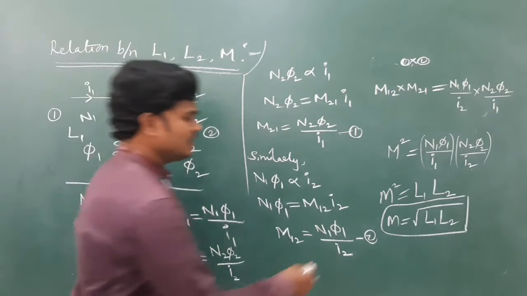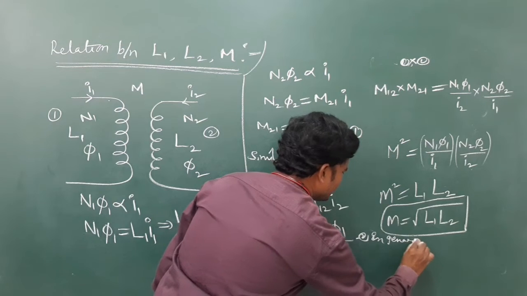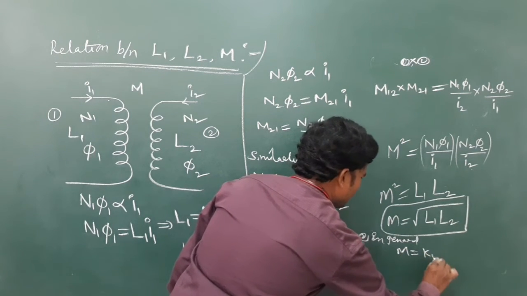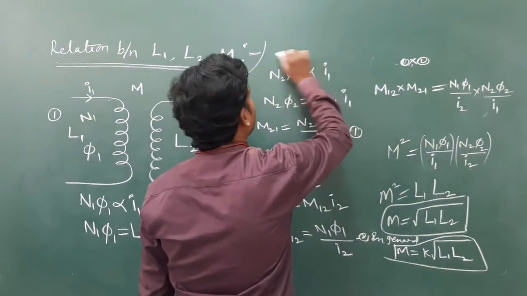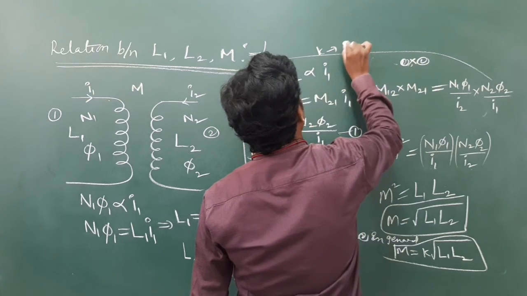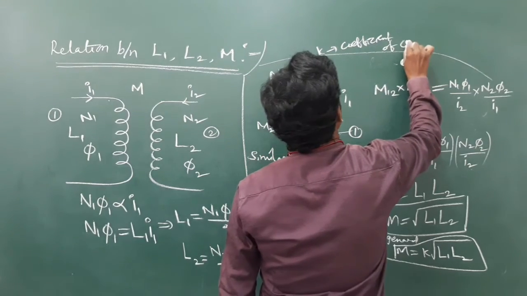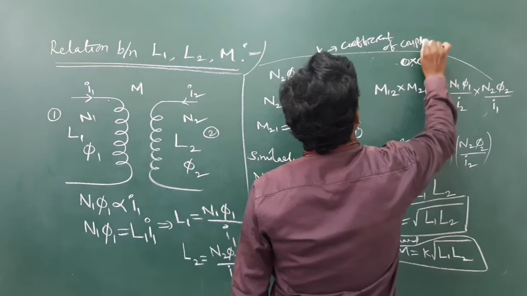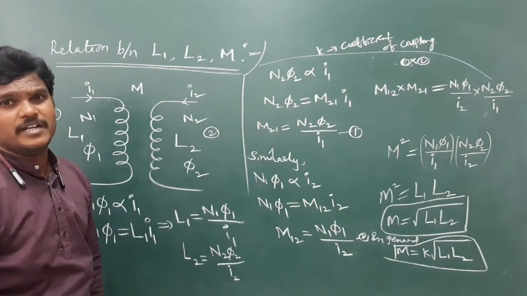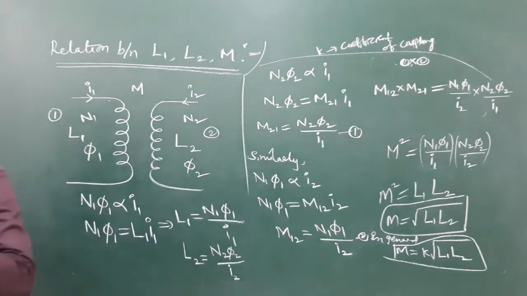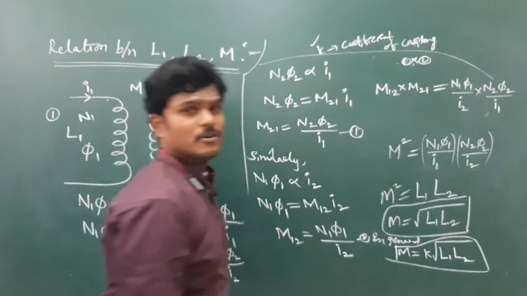But in general we can write M is equal to K times root of L1 L2. K is a constant. It is called the coefficient of coupling. K is called the coefficient of coupling.